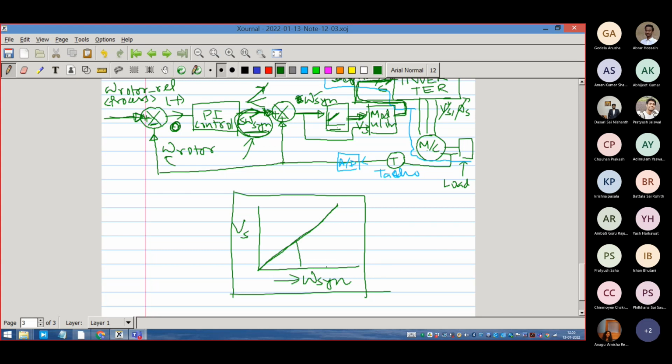Though in reality, we may learn a little later, the characteristic curve is slightly different. A little bit of DC shift is given. Then you match it here. It is like that in reality. But for the time being, you understand that V by F is equal to constant. The essential is Vs by omega sl is equal to constant.